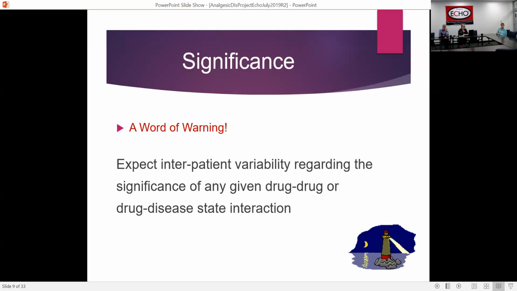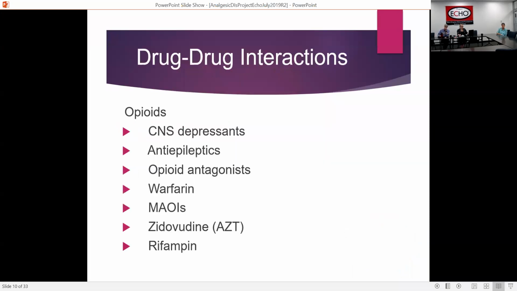The thing you have to remember about significance with respect to drug or drug-disease state interactions is there is much inter-patient variability regarding the significance. As a principle or tenet, you really have to take that to the bank: because it happens in one specific patient or one scenario doesn't necessarily mean it will translate to the patient you're dealing with.